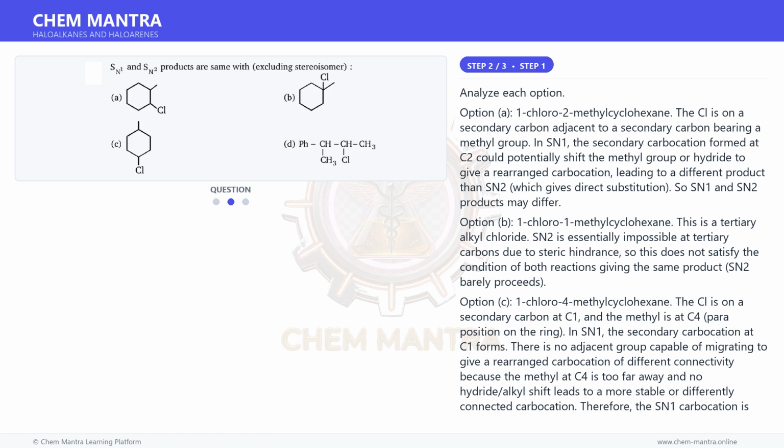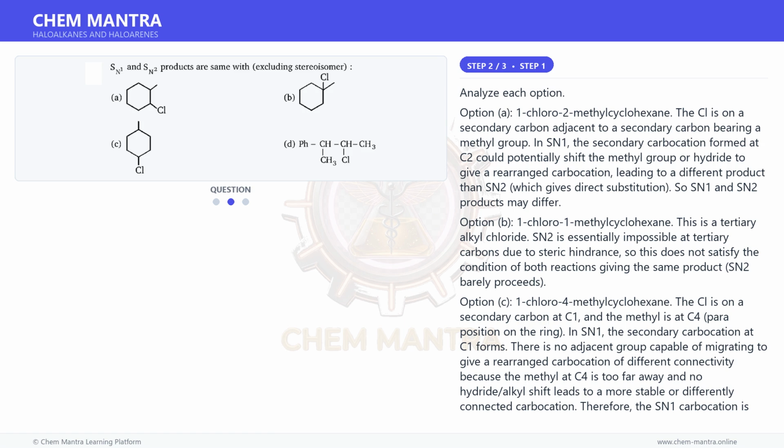Therefore, the SN1 carbocation is attacked by the nucleophile at the same carbon where Cl left, giving the same constitutional product as SN2, just with different stereochemistry. Excluding stereoisomers, both SN1 and SN2 give the same product, 1-nucleophile-4-methylcyclohexane.